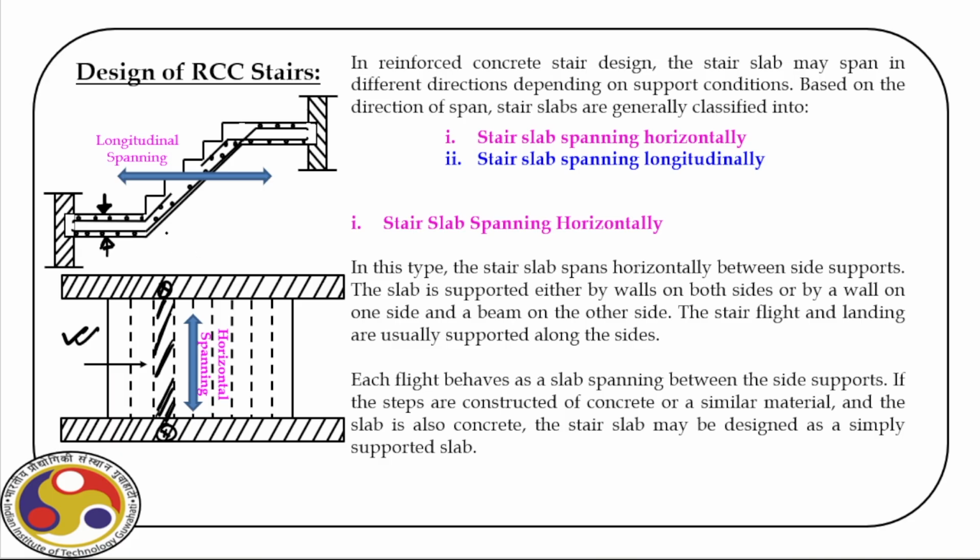There is another way you can support this stair at the ends, as you can see here. From this spot, it goes this way, and then finally there is a landing here. So at the 2 extreme ends, here we have one support and here we have another support. This type of slab is called a longitudinally spanning stair slab.